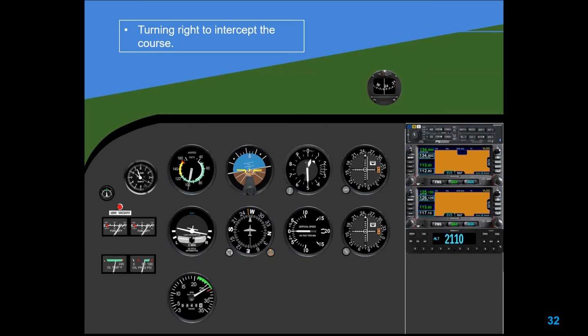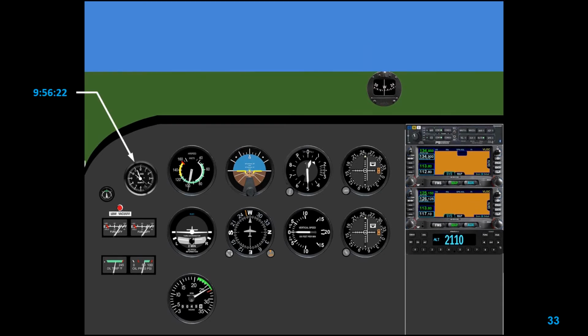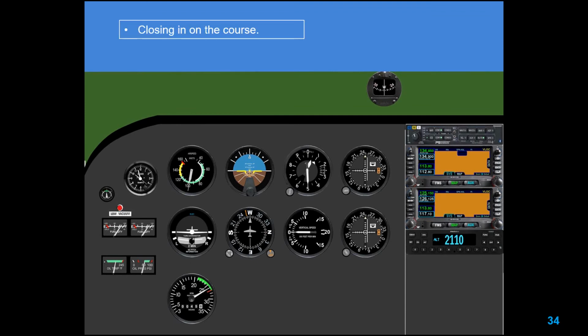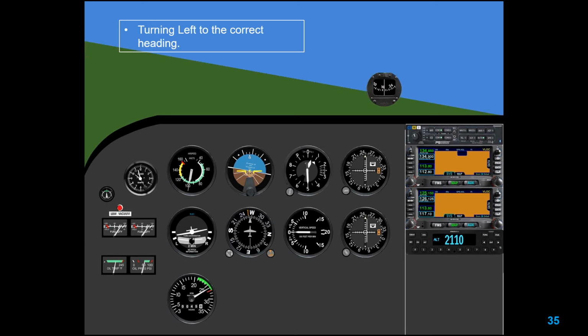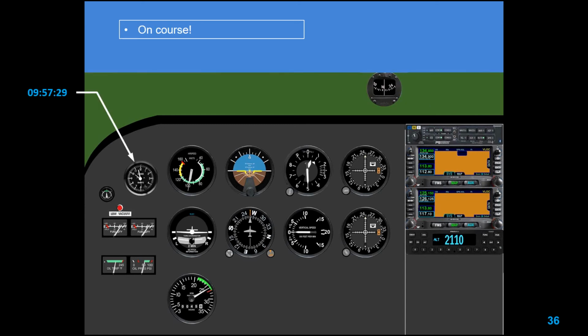Turning right to intercept the course. We are about to intercept the course. Turn left to the heading marked on the heading bug. And we are back on course, right on Victor 350.